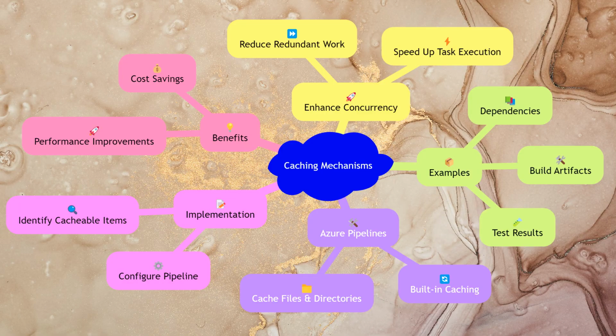Caching mechanisms can significantly enhance pipeline concurrency by reducing redundant work and speeding up task execution. For example, caching dependencies, build artifacts, and test results can prevent the need to refetch or recompute these items for each pipeline run. Azure Pipelines offers built-in caching capabilities that allow you to cache files and directories between pipeline runs. Implementing caching requires identifying the items that can be cached and configuring the pipeline to use the cache effectively. Proper caching can lead to substantial performance improvements and cost savings.